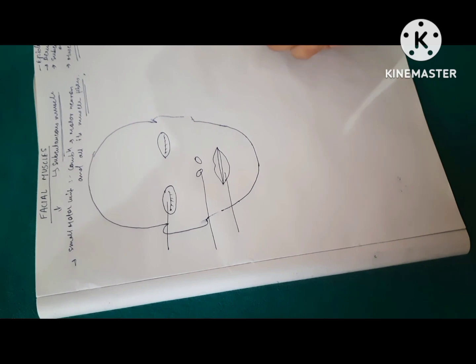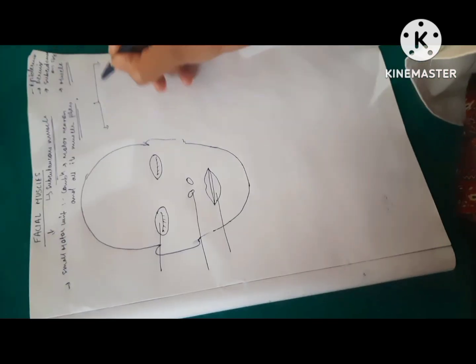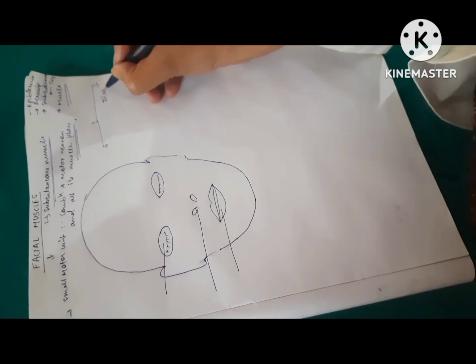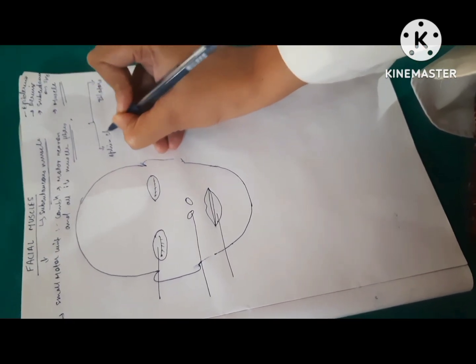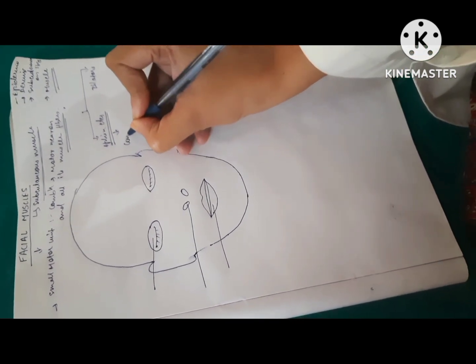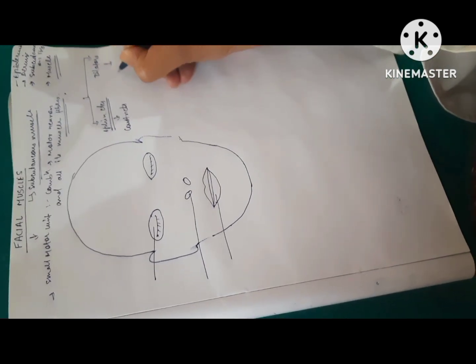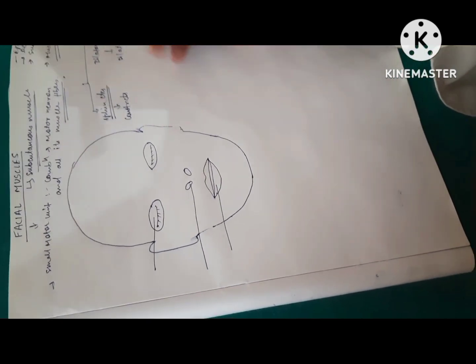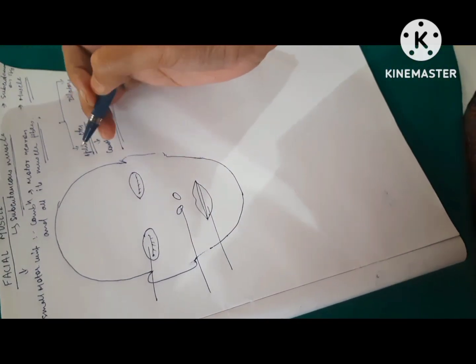So there are 2 types of muscle. First is constrictor, that is sphincter muscle, and second is dilator muscle. Sphincter constricts and dilator dilates the opening. Now let's see the muscles.